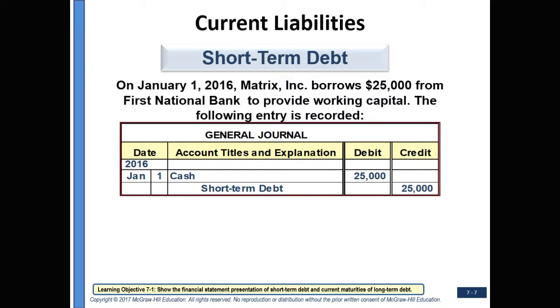How do we increase cash? We increase cash with a debit. We debit cash $25,000. Short-term debt is a liability. We need to increase that. That's a credit. So we will credit short-term debt $25,000. The accounting equation stays in balance. Assets increased and liabilities increased.